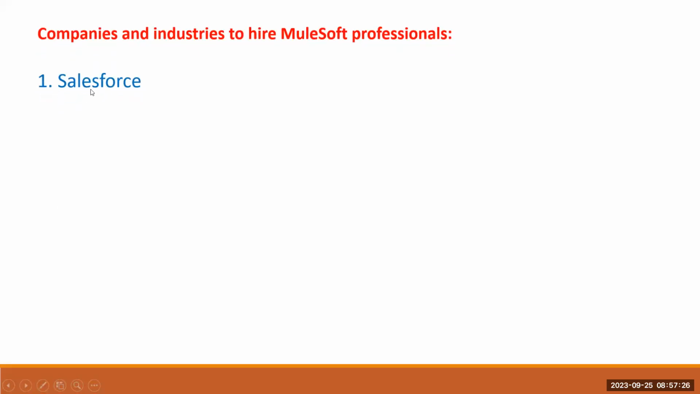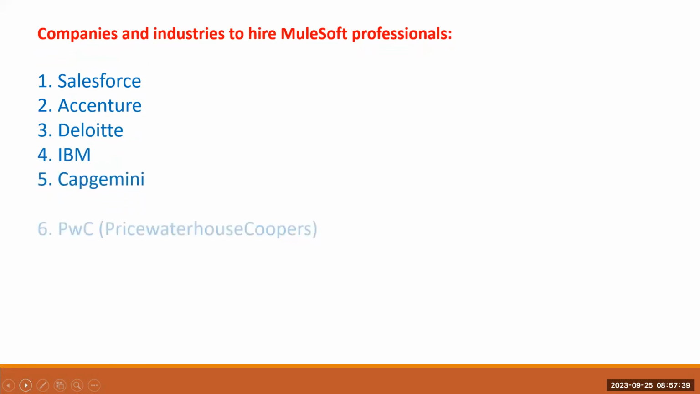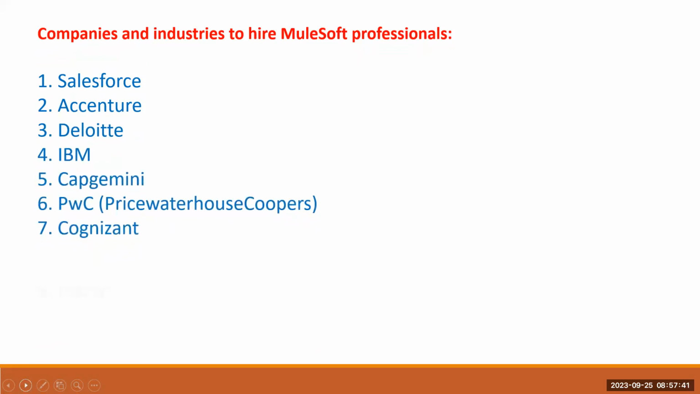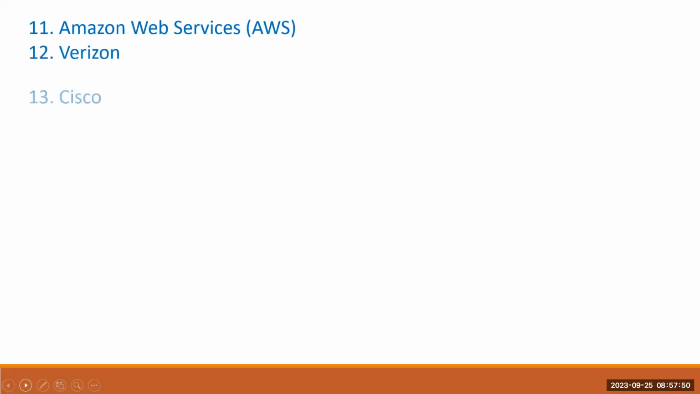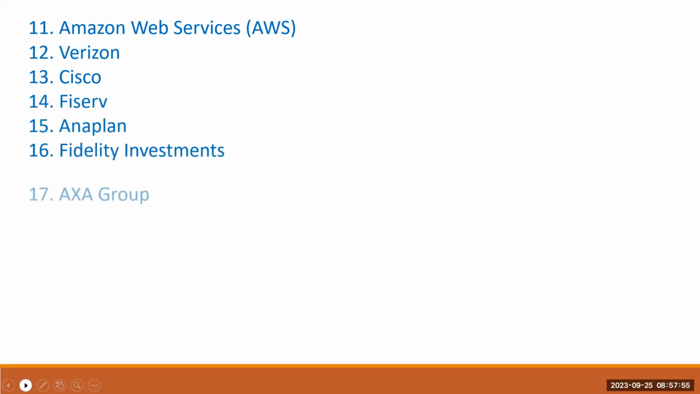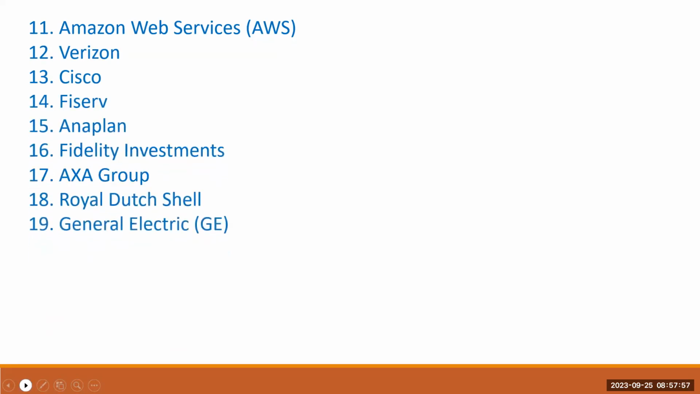You can see Salesforce, because this is their own product. If they don't use it, how will others use it? Salesforce they are using, Accenture. These are all very big MNCs. Deloitte, IBM, Capgemini, PwC, Cognizant, Infosys, TCS, Wipro, Amazon, Verizon, Cisco, Pfizer. Like this, so many companies will be there.